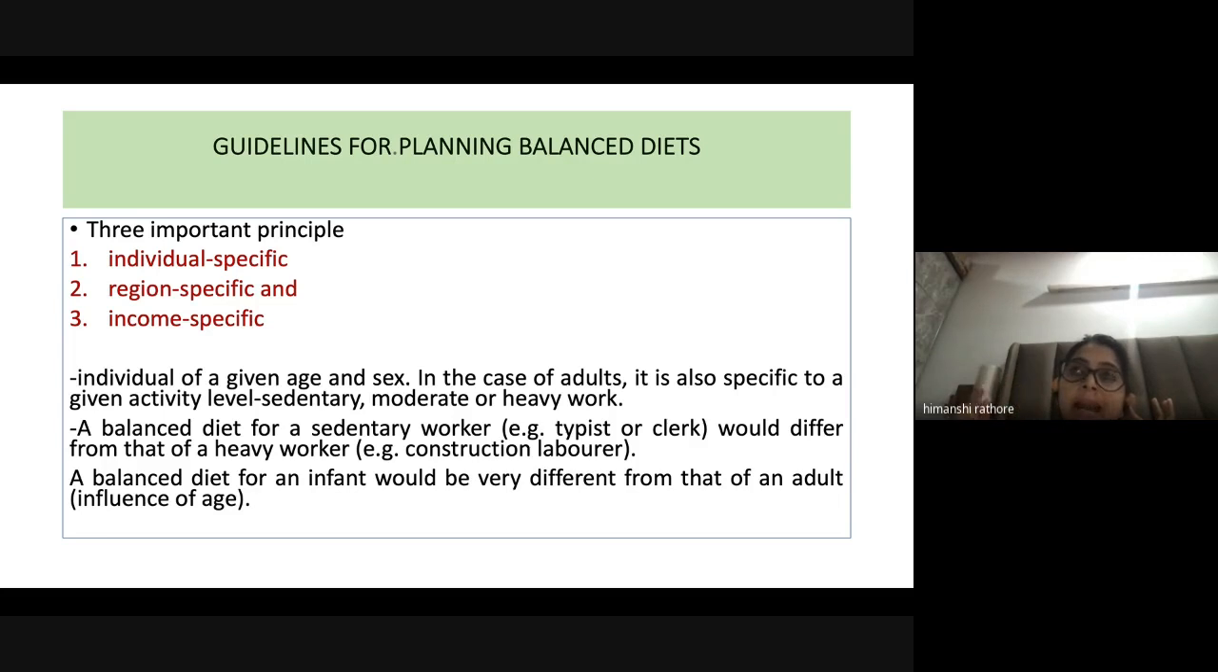So according to their activity level, you have to keep in mind the activity level while planning a balanced diet for anyone. So it is very important that you should know about the individual before you are planning a meal for anyone. Then age is also important. An infant will require carbohydrate, protein and fat in different amounts in comparison to an adult, and a man will require a different amount than a woman. So these are the individual specific points which you have to keep in mind while planning a diet.